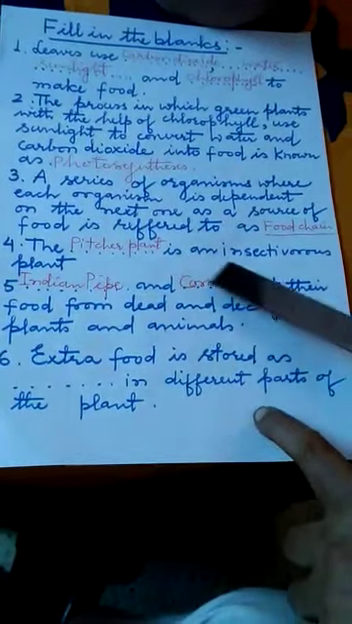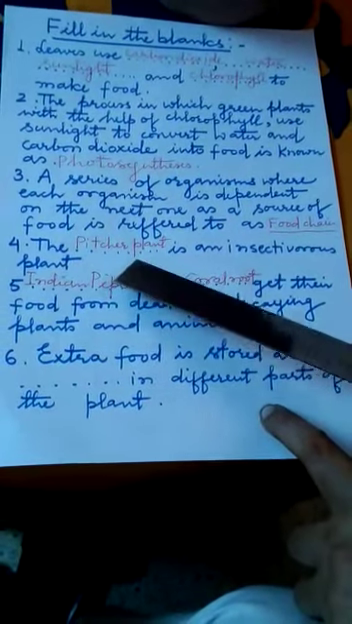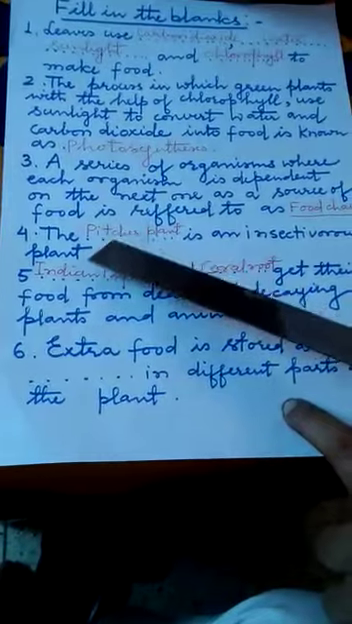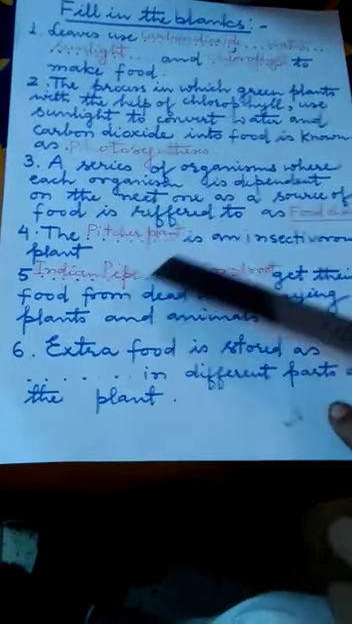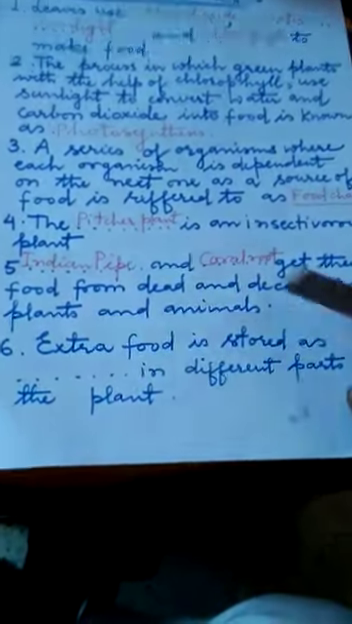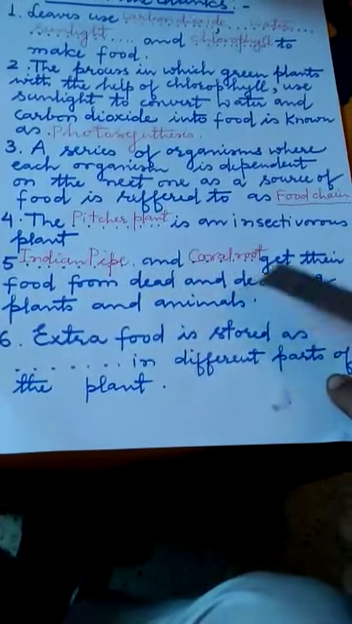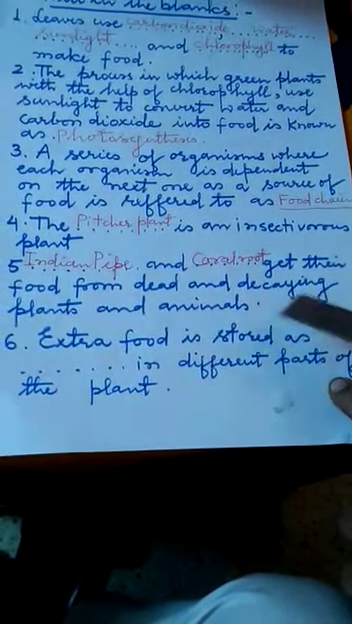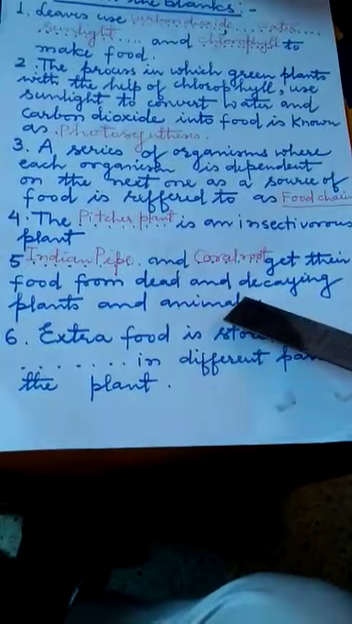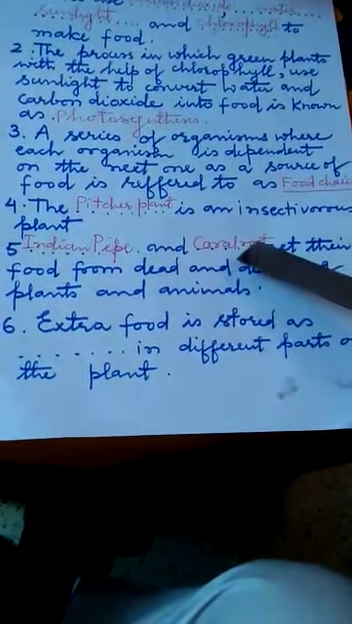And the dash is an insectivorous plant. You can take the name Venus flytrap, you can take the name of pitcher plant. And what are the saprophytes? Indian pipe and coral root get their food from the dead and decaying plants and animals. So these are the examples of saprophytic plants.